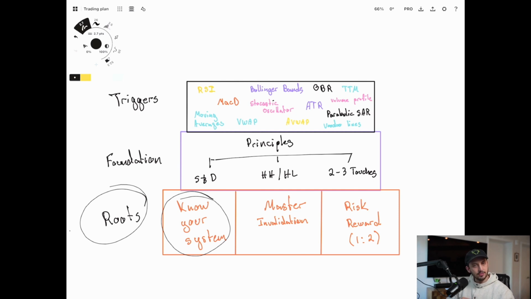Next thing is going to flow incredibly well into master invalidation. So that basically means setting your stop loss accordingly. I cannot tell you how many people I've mentored or just talked about trading with where they say, I don't know where to set my stop loss. That is the craziest thing that I've ever heard. It's kind of like you driving a car and saying, I don't know when to stop or pump the brakes. That is just insane to me.